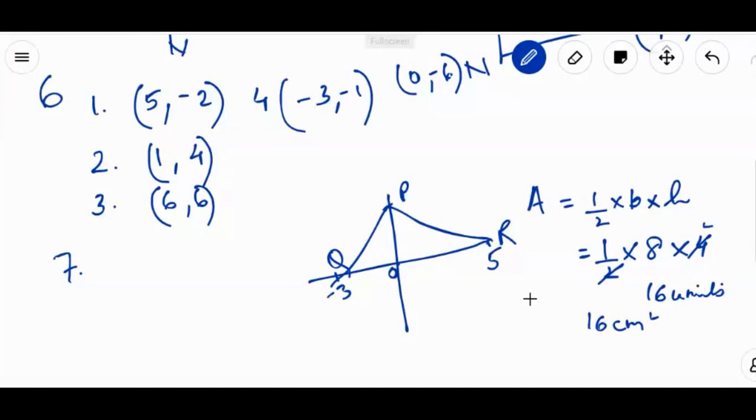In which quadrant or on which axis does each of the points lie? I think by now you are all well versed with this. Yes? Yes, ma'am. Okay, now see question number 9.